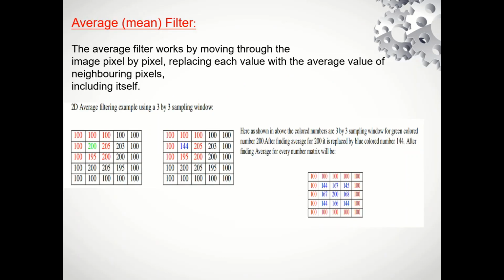Now we will consider some techniques that remove noise from the image. The first one is the average filter. The average filter works by moving through the image pixel by pixel, replacing each value with the average value of neighboring pixels, including itself. Average, or mean, filtering is a method of smoothing images by reducing the amount of intensity variation between neighboring pixels.